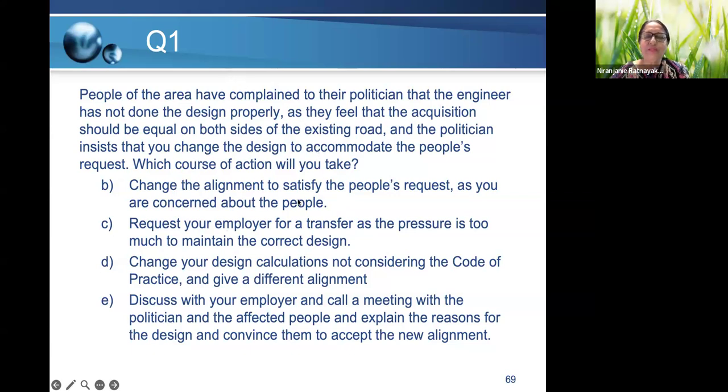Because you're concerned about the people, but then you're an engineer, you have to work according to the conviction, according to the standards and all that, right? People obviously think that a road being widened should be equal on both sides, but you have a reason for that. You explain the reason and most likely the people will accept it. Okay.